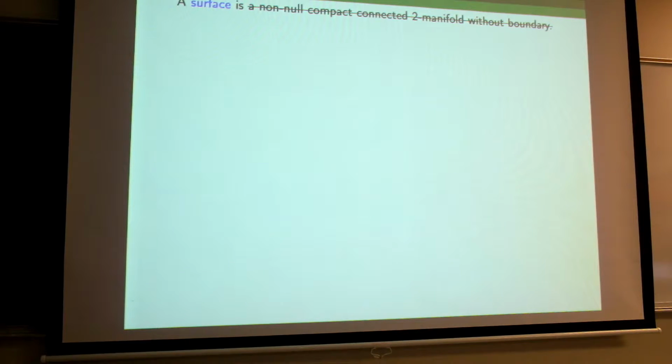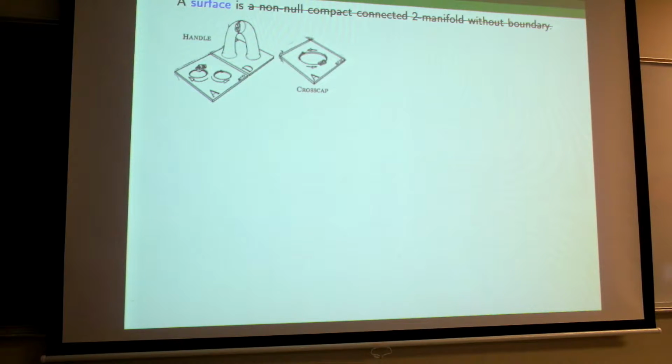So in order to explain what a surface is, I'll introduce 2 operations. I'll introduce this operation called adding a handle. You have some surface and you add something that looks like this. This is a handle. It's your coffee cup, right? The handle on your coffee mug. And this thing is called a crosscap. You just have something flat and you punch a hole and you identify opposite points, or antipodal points. This is called a crosscap.